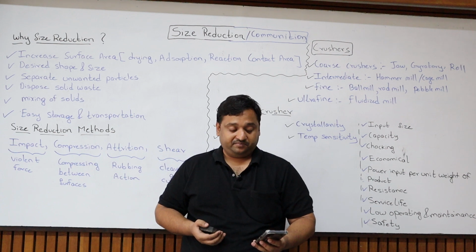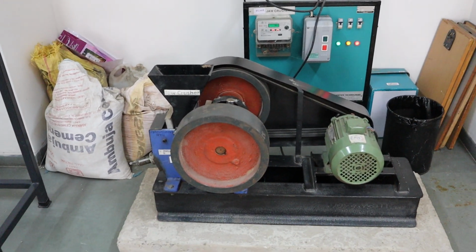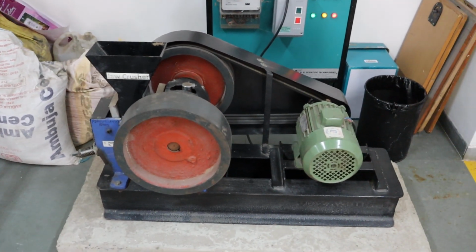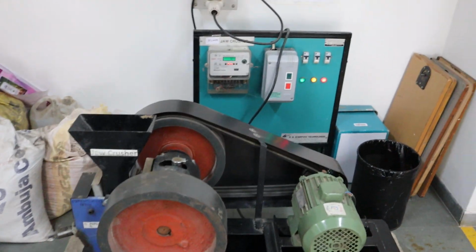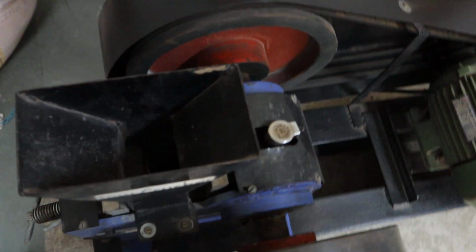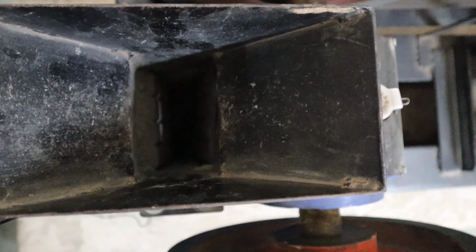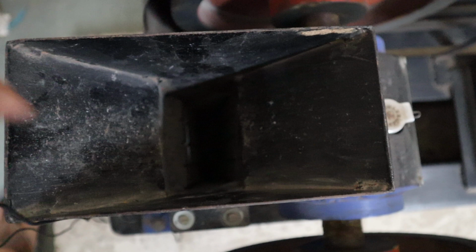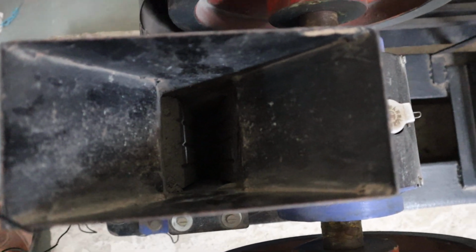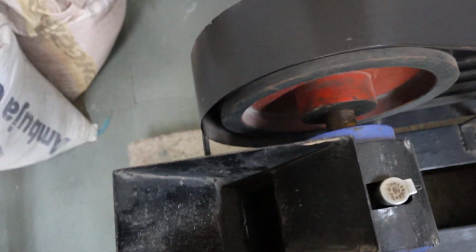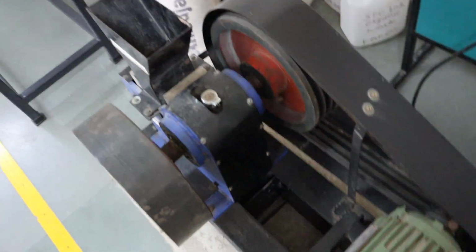This is the Blake jaw crusher available in our laboratory, and it mainly uses compression force to reduce the size of the particle. It has two jaws, one moving jaw and a second fixed jaw. If you see inside, you will observe the two jaws. Between those jaws the crushing will happen. The moment I turn the machine on, you will observe the jaws doing their job. I'm going to turn on the machine.